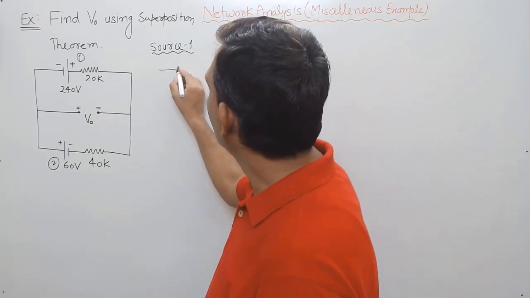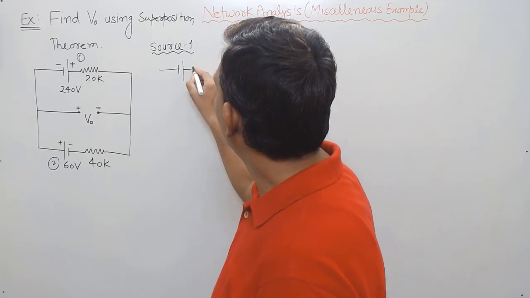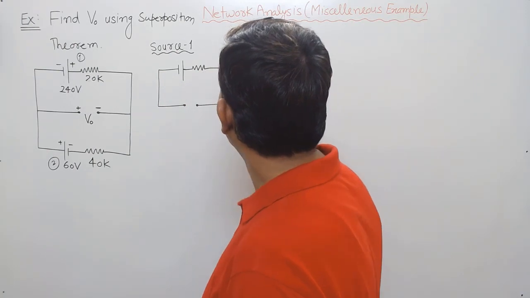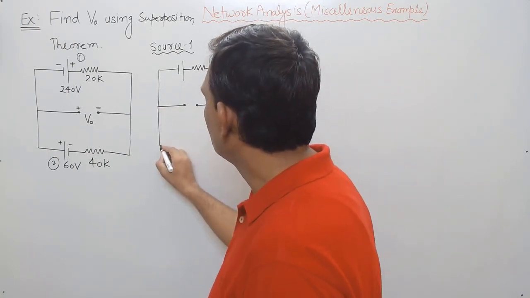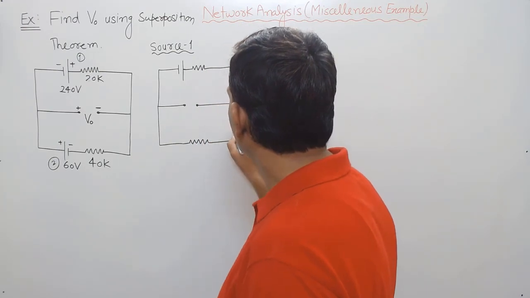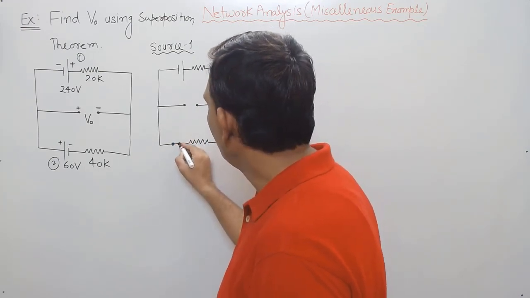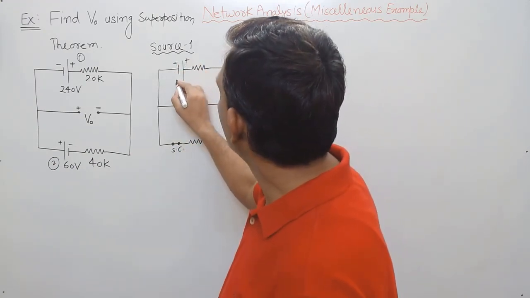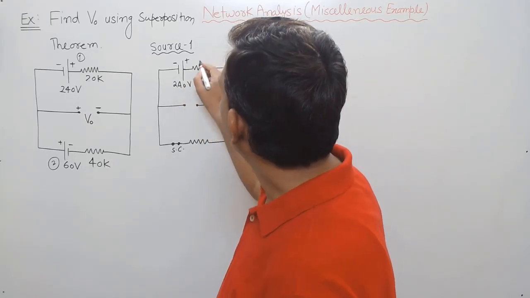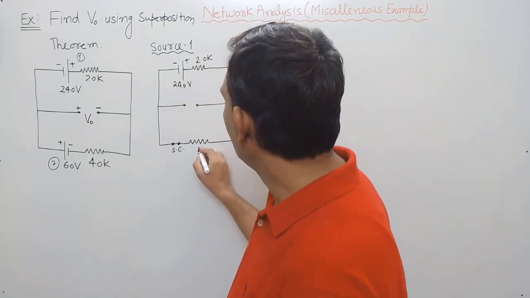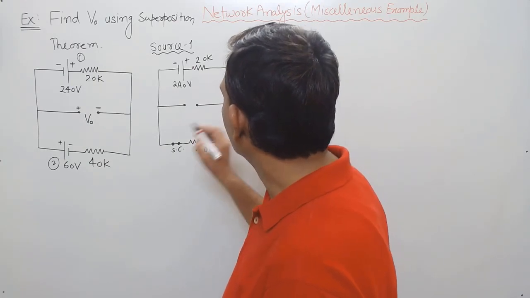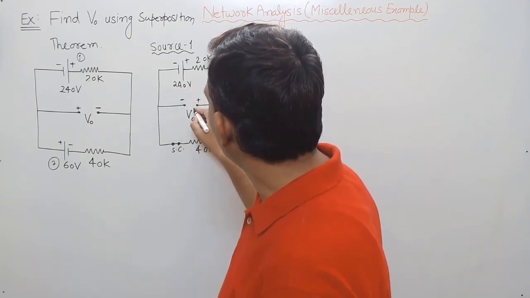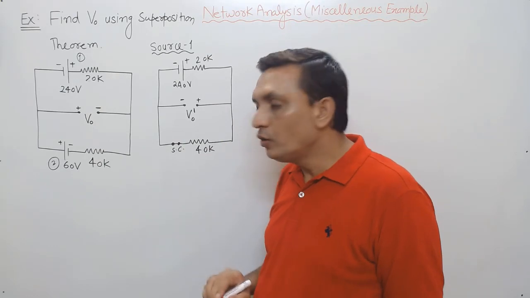So we can easily draw. Let us draw the equivalent circuit. And this source is short circuited. Source 2 is short circuited. And this drop, this is 240 volt. This will be 20k and this will be 40k. So this polarity will be plus minus. Call this voltage as VO dash. So you can easily find VO dash.